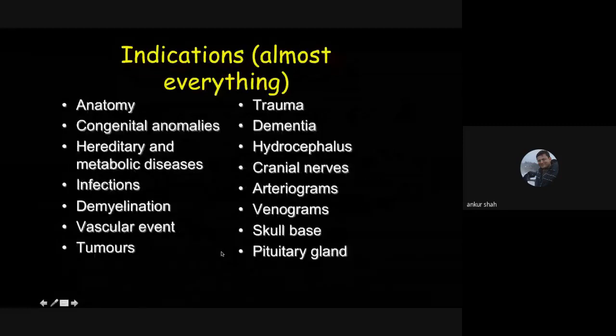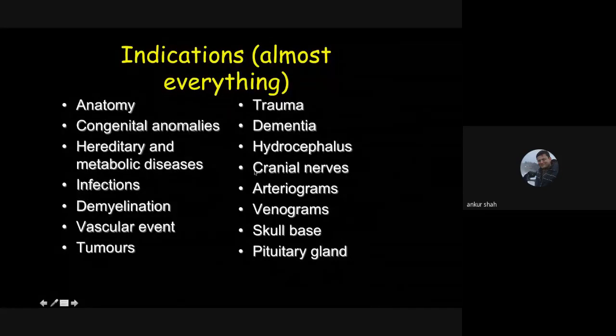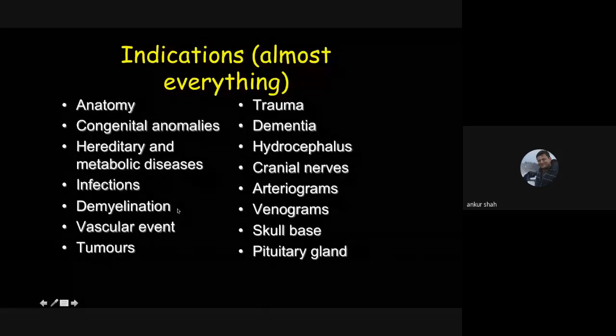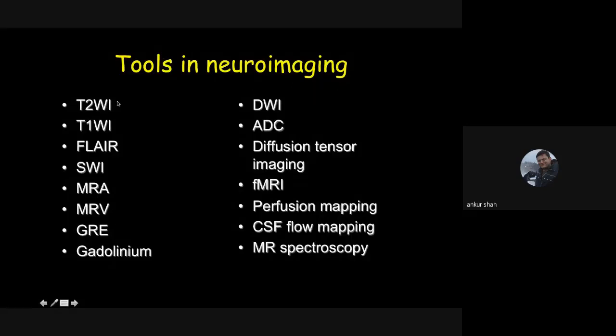So what are the indications of MRI? Almost everything, from trauma to congenital anomalies to dementia, hydrocephalus, to see for the cranial nerves, to see for infection, demyelination, for everything, MR is much superior. What are the tools in neuroimaging? As we discussed in NSK, there are sequences like T1, T2, PD, which were the main sequences in NSK. In neuroimaging, there are many more sequences.